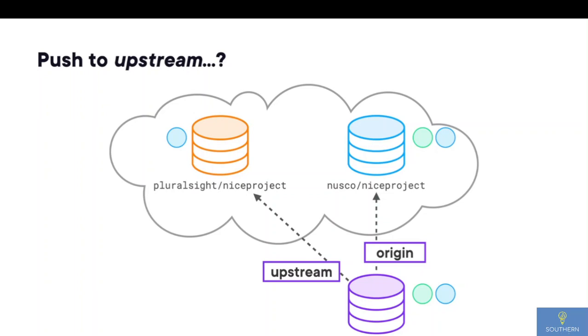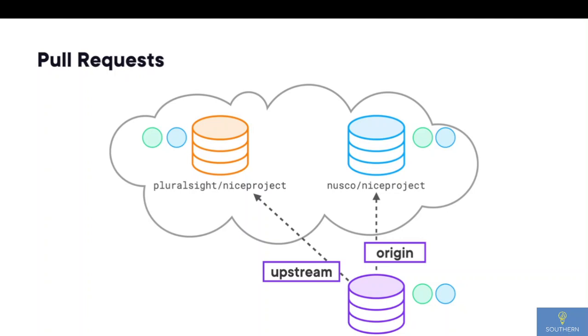For example, we might like to contribute our green commit to the original project, but we still do not have write access to upstream. So GitHub gives us an alternative. We can send a message to the maintainers of upstream and ask them to pull our changes. This is called a pull request.